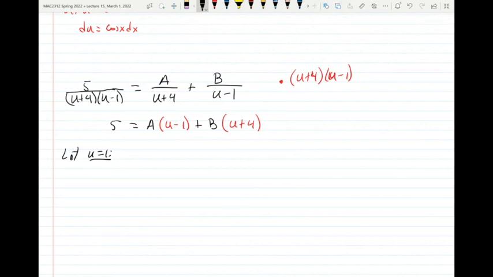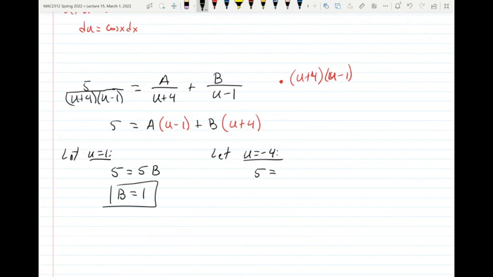So let u be equal to 1. Then what equation do I get as a result? 5 equals 5B. Good. Everybody following this? So what is B? B equals 1. Now that we know B, let's find A. What do we need to do? -4. Good. What equation do we get as a result? 5 equals -5A. So what is A? -1.